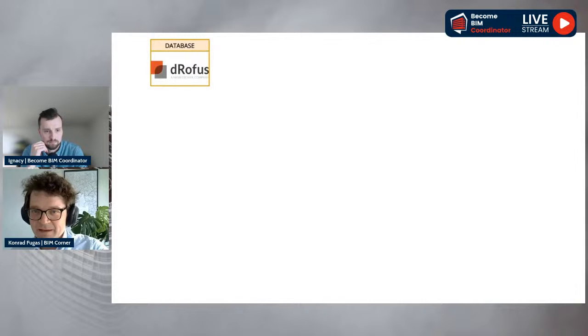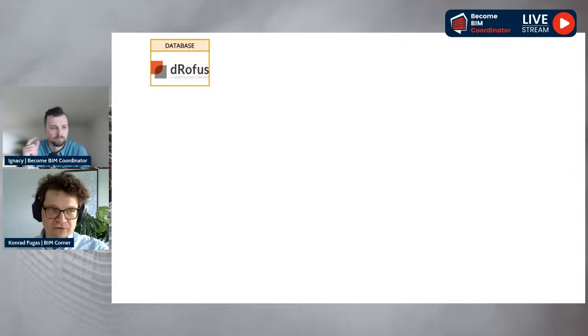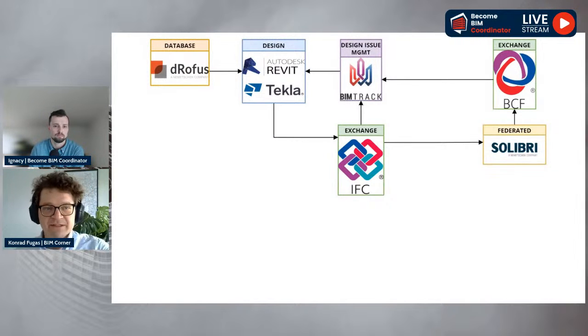I will present our technology map here step by step. We are well aware that this might not be the optimal solution, but the design of this project started in 2016, so it was some time ago. The whole project began in the Rofus database, which is a hospital planning tool for room programs and requirements. Then the designers came and began to work in Revit and Tekla.